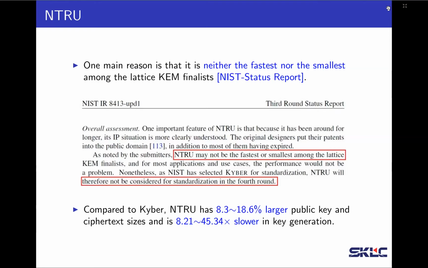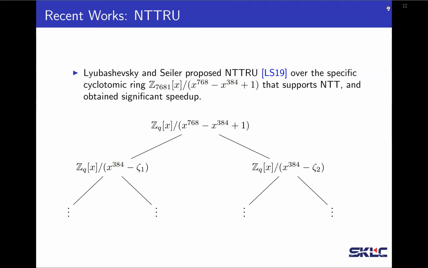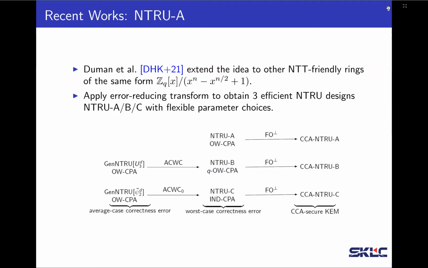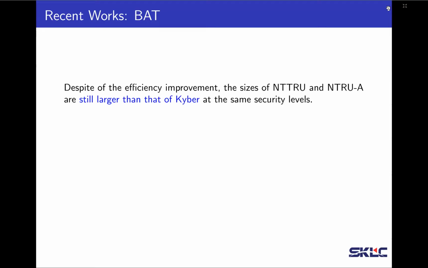Several efforts have been made to improve the performance of NTRU encryption. Kozlowski and Sigler proposed NTTRU for a specific cyclotomic ring that supports NTT operations and achieves significant speedup. Later work extends this idea to other NTT-friendly rings of the same form, and applies error reconciliation transformations to obtain three designs with flexible parameter choices. Despite the efficiency improvement, the sizes of NTTRU and NTRU-like schemes are still not better than Kyber at the same security levels.